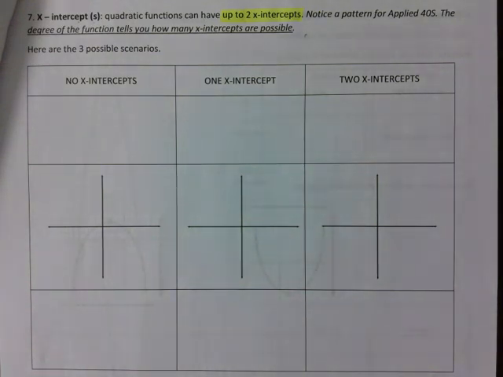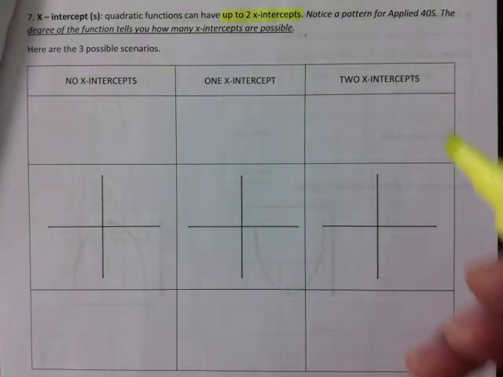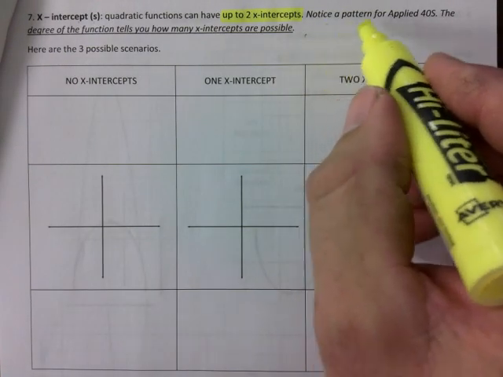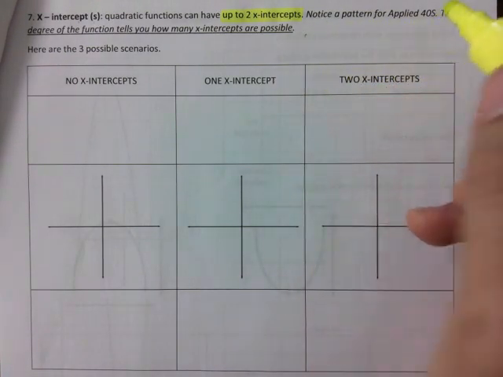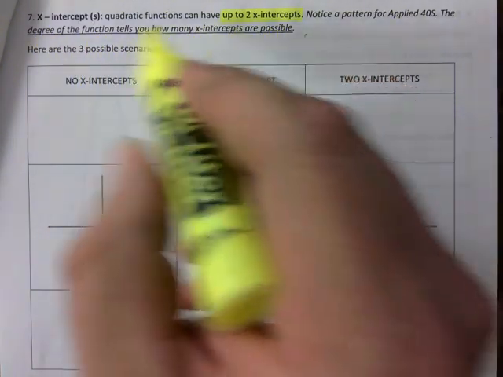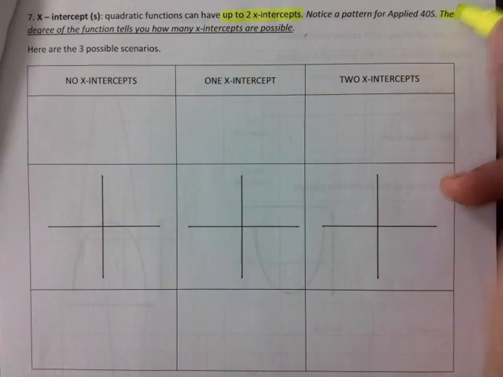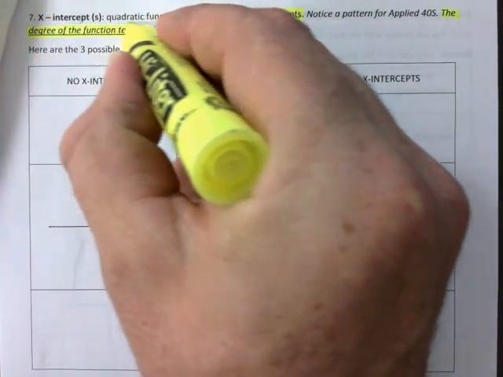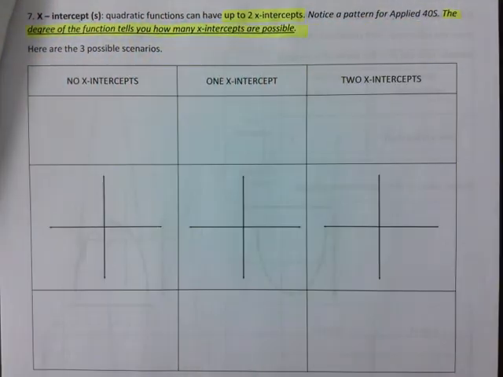And I won't spoil it for next year or next course, but x to the 3, fill in the blank number of x-intercepts, right? Notice a pattern for Applied 4DS. The degree of the function tells you how many x-intercepts are possible. So if you have Miss Yosek, you know nothing. I didn't tell you anything. I didn't spoil it, right? The degree of the function tells you how many possible x-intercepts there are.